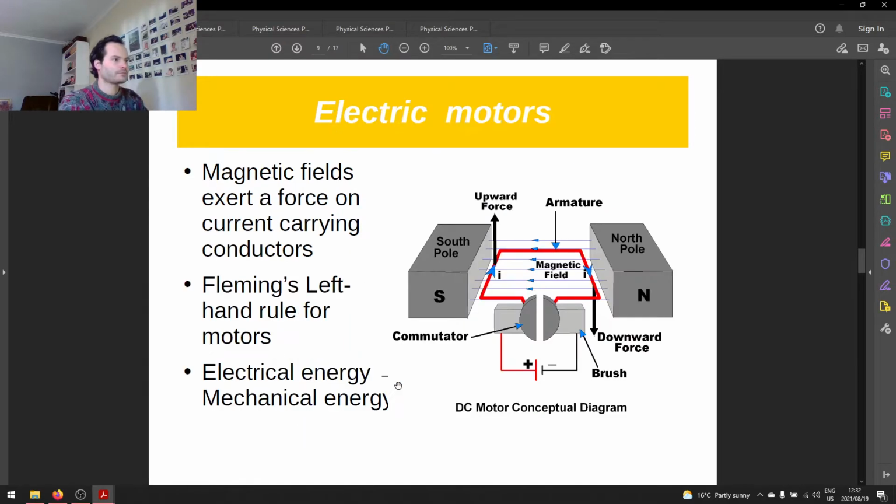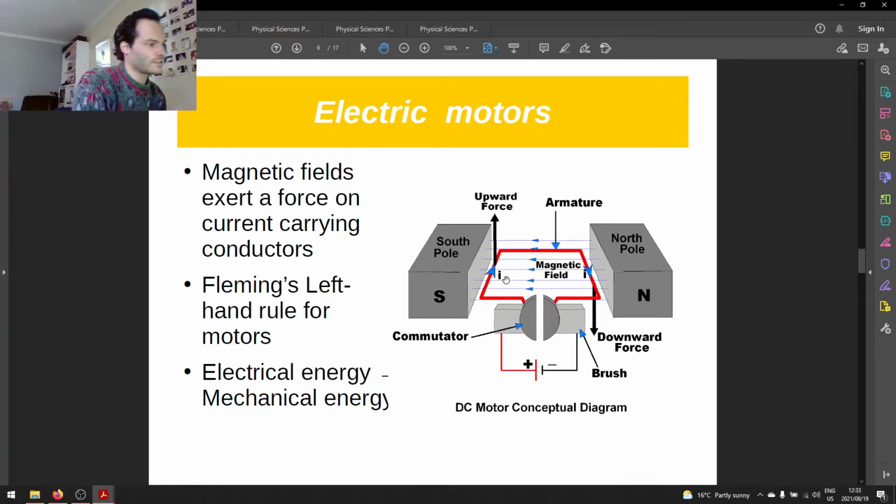All right, electric motors. Now we use our left-hand rule. First things first, what energy conversion takes place here? Of course, I am giving the motor electrical energy and I'm getting motion out of it. So the conversion there is electrical energy to mechanical energy. All right. And here we use our Fleming's left-hand rule.